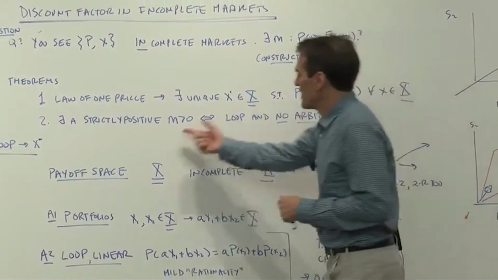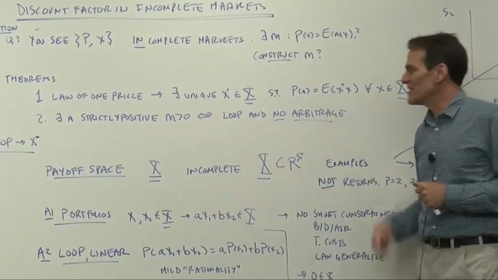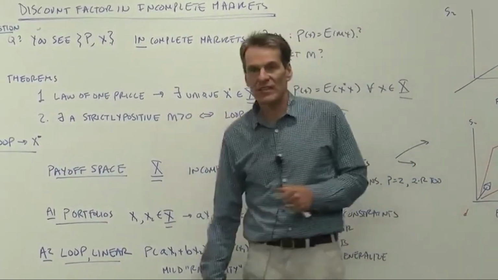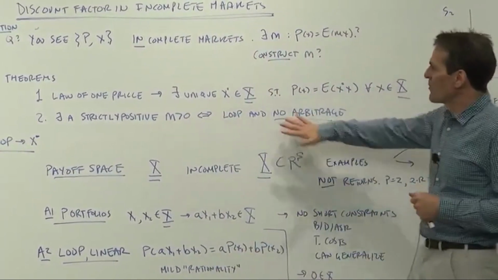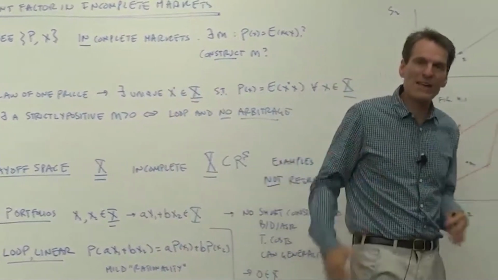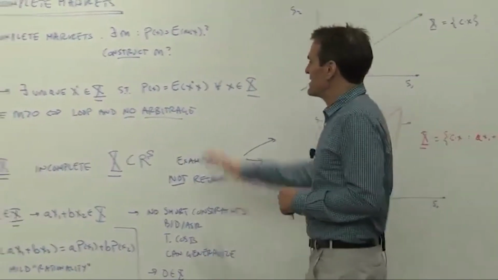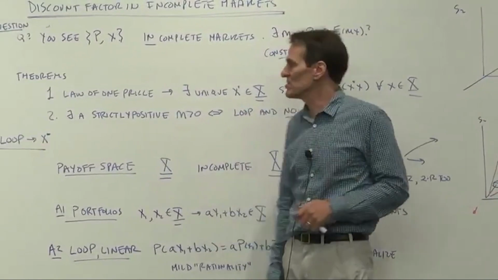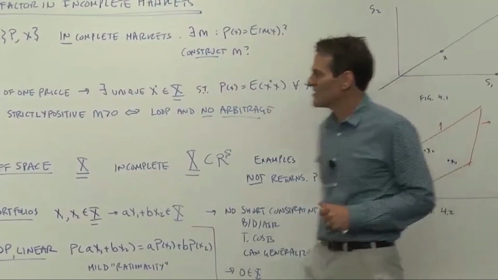Second one, if there's no arbitrage, a different condition, then we'll find there's a strictly positive discount factor. The law of one price and no arbitrage are a lot weaker than a utility function, but they are basic assumptions about what investors do and how they behave. Okay, let's do the first theorem.